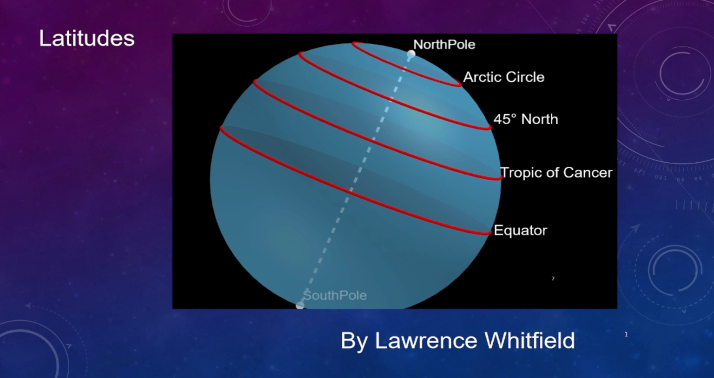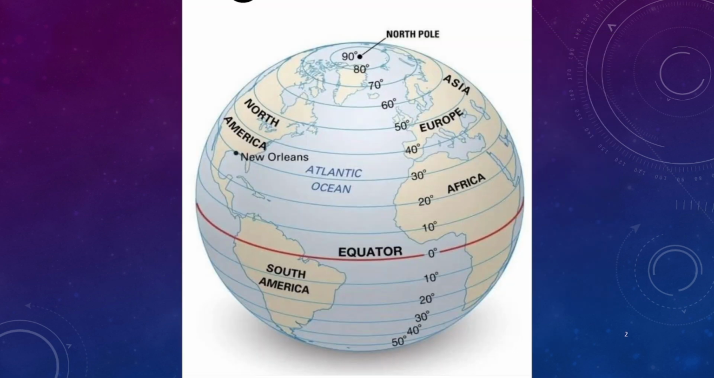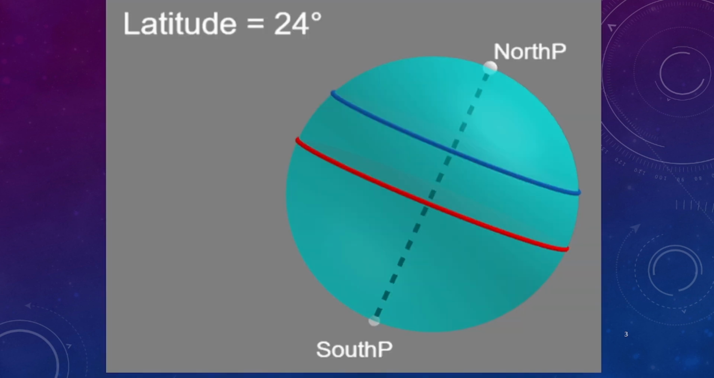Hello and welcome. Today we're going to look at an interesting phenomenon about the circles of latitude on the Earth. By definition, the circles of latitude are equally spaced. And if we look at a diagram such as this one, taken from a Facebook page called Geography, they appear to be equally spaced.